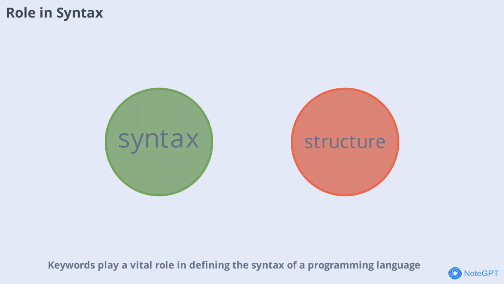Keywords play a vital role in defining the syntax of a programming language. They help structure the code and guide the flow of execution. For instance, keywords like for, while, and if are used to create loops and conditional statements. Without these keywords, it would be impossible to control how and when certain parts of the code run. They act as building blocks, ensuring that the code follows a logical structure that the computer can understand and execute.